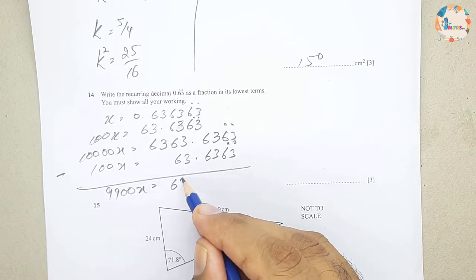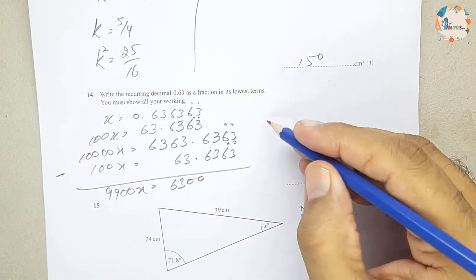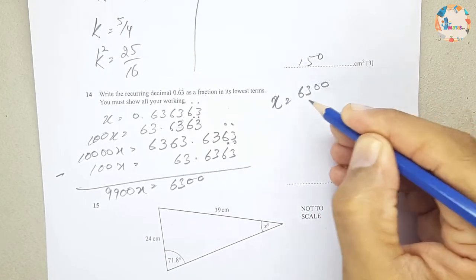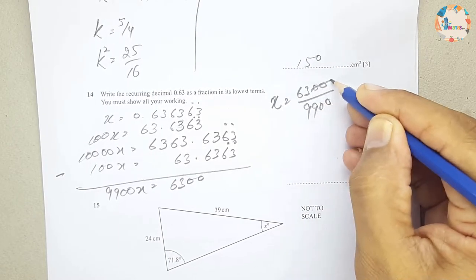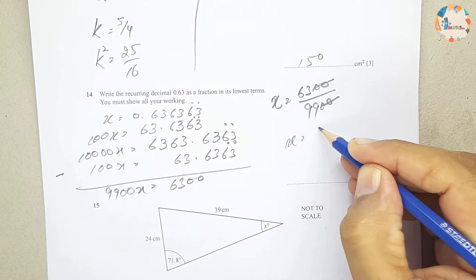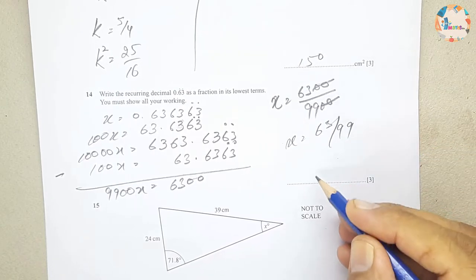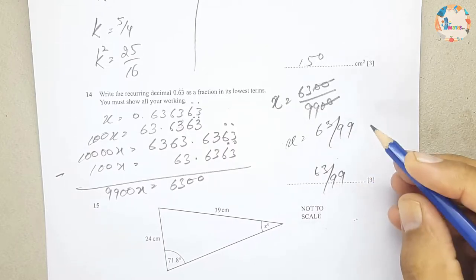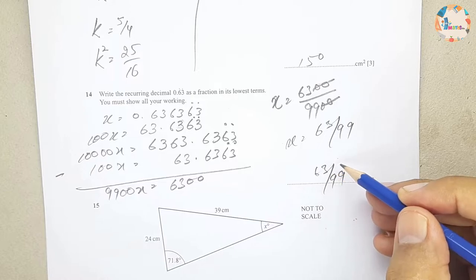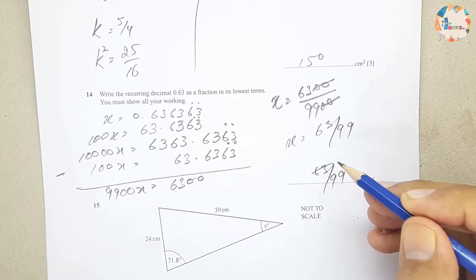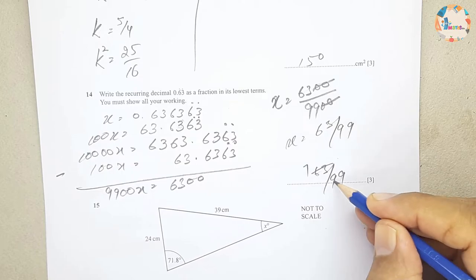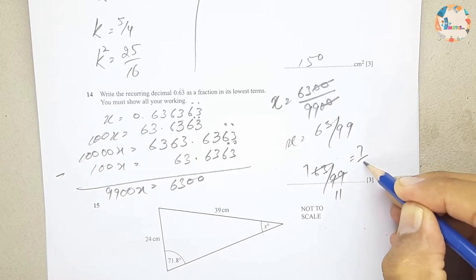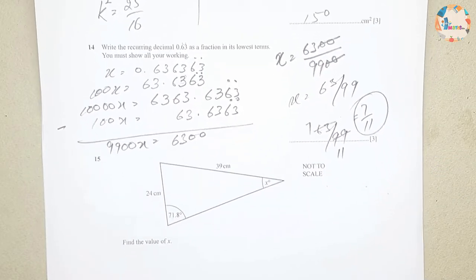So this will be 6300, and we can write it as x is equal to 6300 divided by 9900. We can cancel, and the answer will be x is equal to 63/99. Or we can simplify by 9. So 9 7s are 63 and then 11. So the final answer, we can write it as 7 over 11. This will be our final answer.